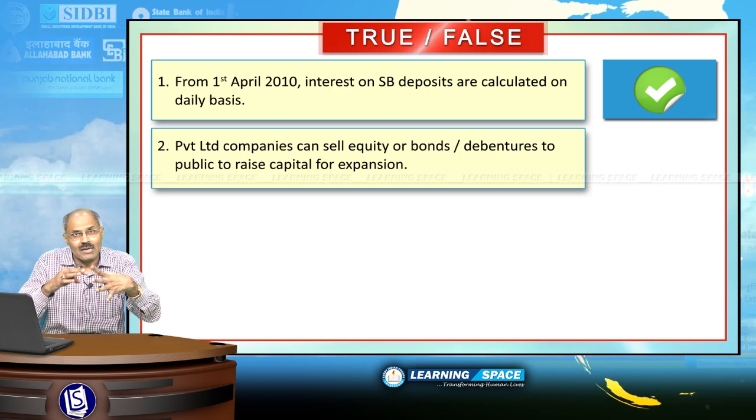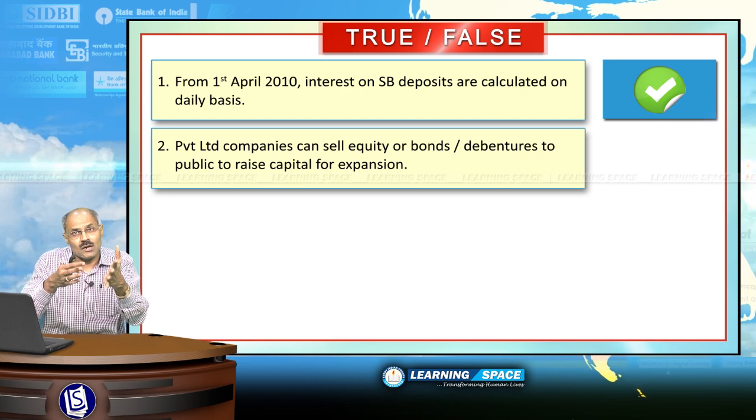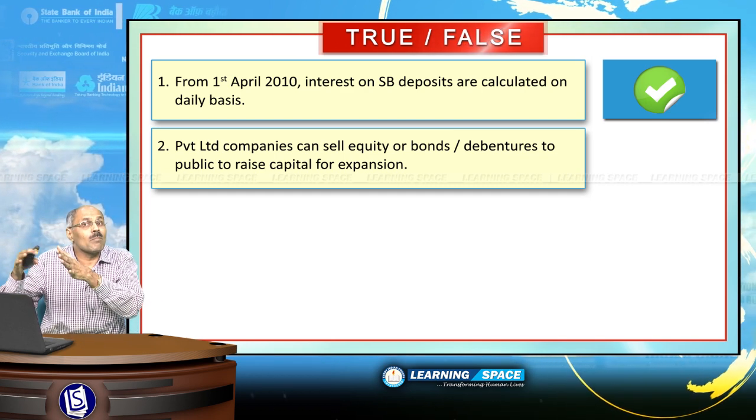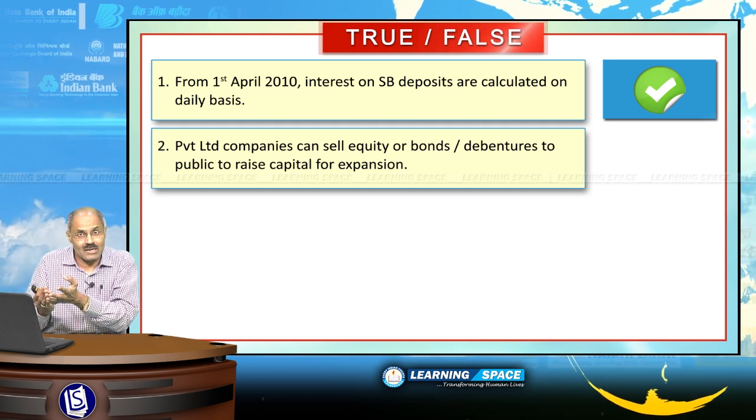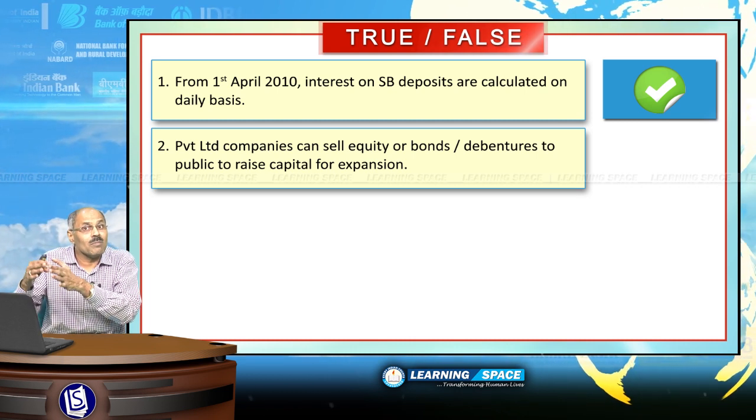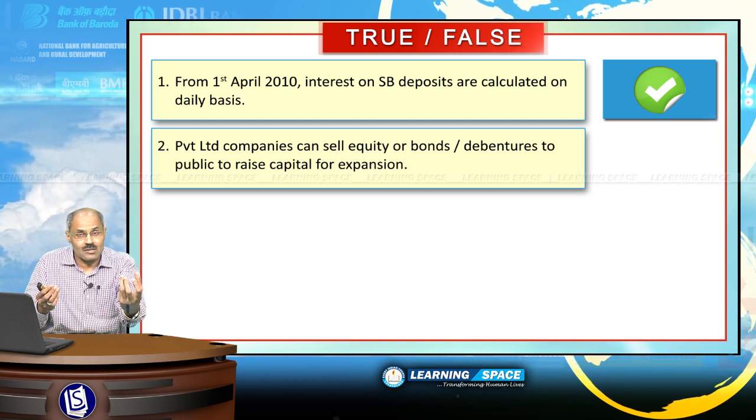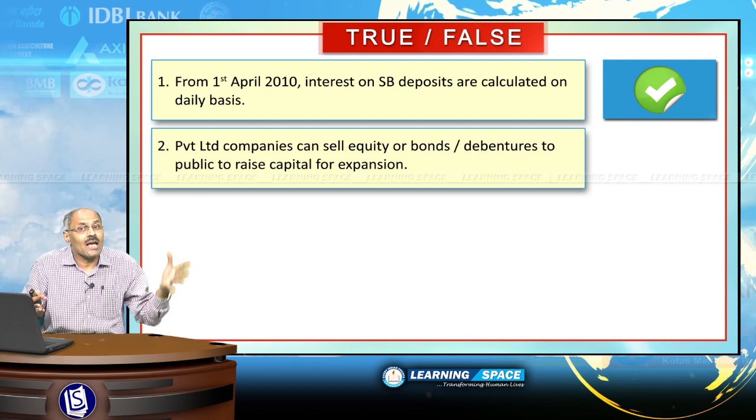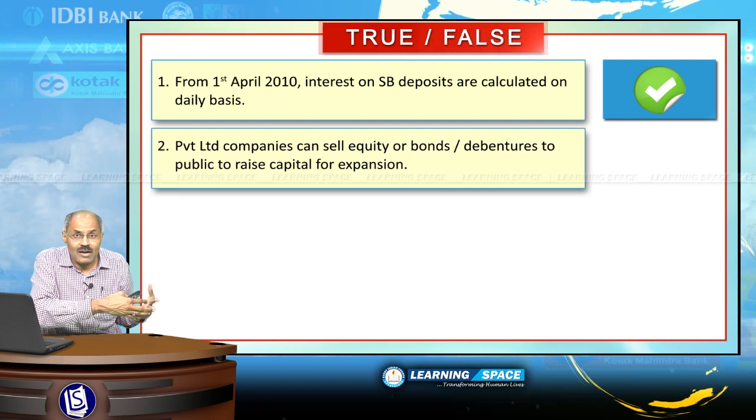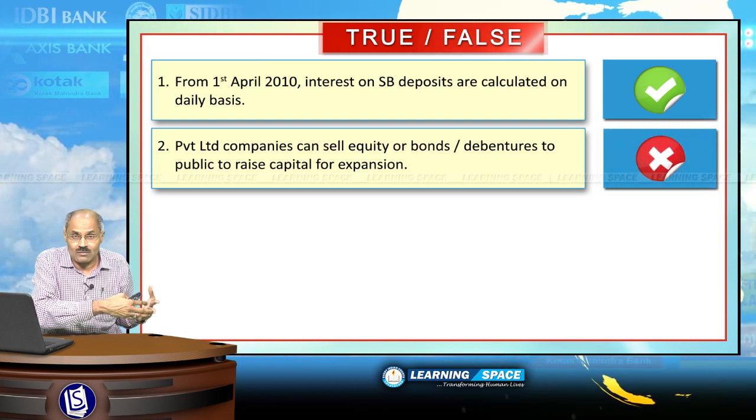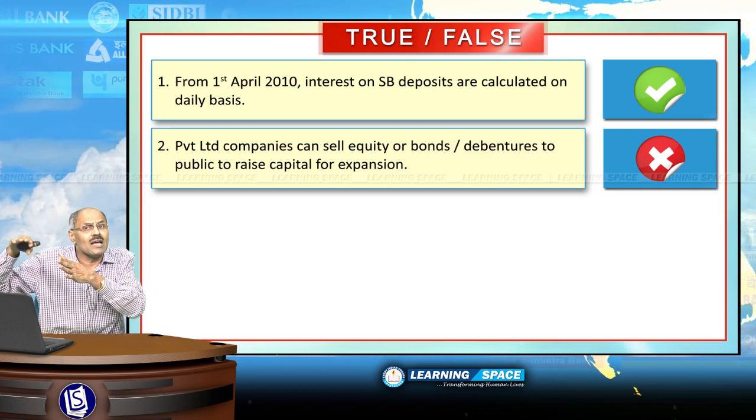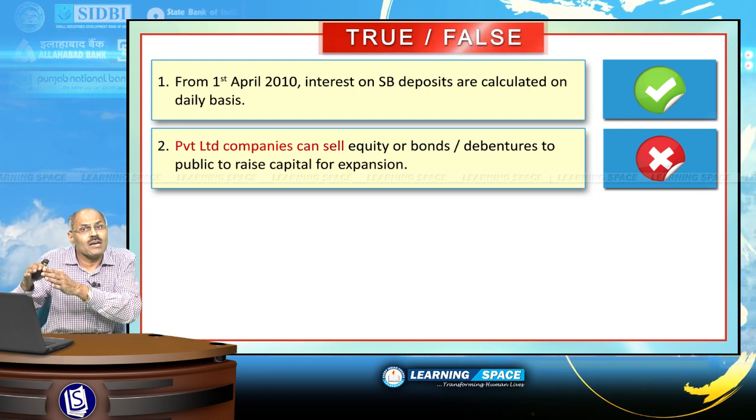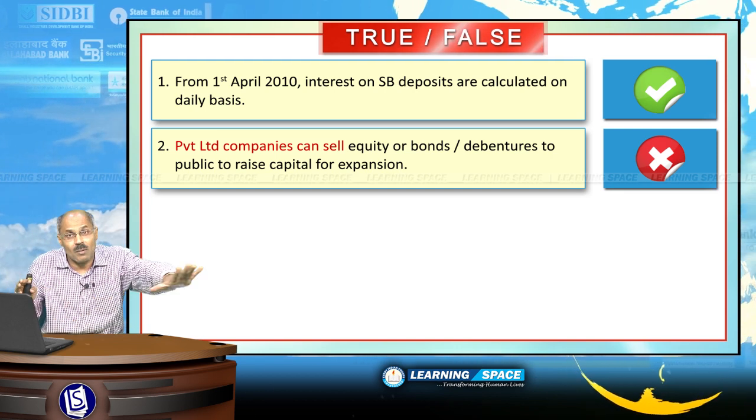Look into the second one. Private limited companies can sell equity or bonds debentures to public to raise capital for expansion. There is a difference between private limited companies and public limited companies. Only public limited companies can raise money from market by issue of bonds or debentures or by selling shares to public. That's why they are called public limited companies. But private limited companies cannot raise money from the markets, and they can raise money only from limited constituent partners, not from public openly.